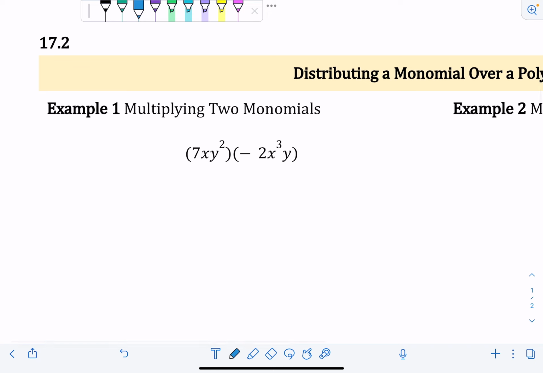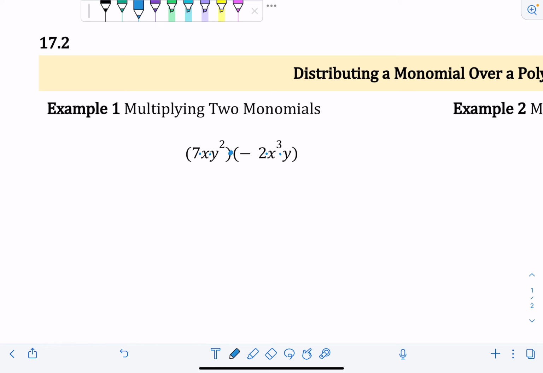multiplying two monomials. In multiplication, there is a property called the commutative property, and it says that if everything is being multiplied together, then we can rearrange the factors, which are the individual pieces that are being multiplied. If we look at every single thing inside these parentheses, this 7 is being multiplied by the x, which is being multiplied by the y squared. Parentheses are another way of saying multiply, so that's being multiplied by the -2, which is being multiplied by the x cubed, which is being multiplied by the y. So everything in here is being multiplied.